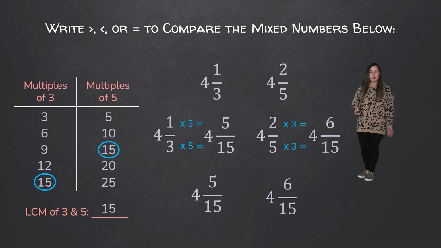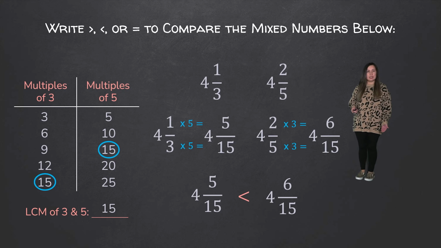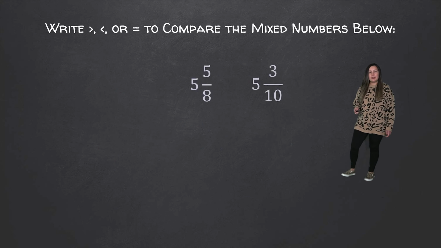Now, we have two mixed numbers with the same denominator. We have 4 and 5 over 15, and 4 and 6 over 15. And because they have the same denominator, we can easily see that 4 and 5 over 15 is less than 4 and 6 over 15 because we have less parts. So that means that 4 1/3 is less than 4 2/5. Right? So let's do another example.